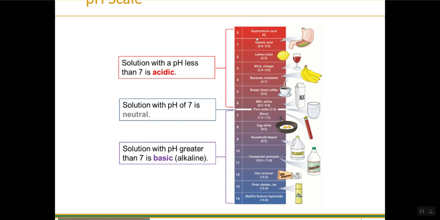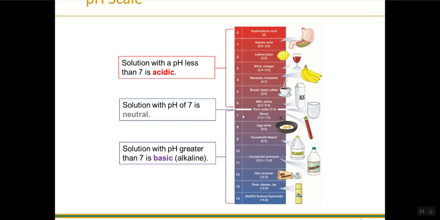So the lower the number, the more acidic something is. The higher the number, the more basic or alkaline it is. Solutions with a pH of 7 are neutral. Solutions with a pH of less than 7 are acidic. So you can see 6 is milk and saliva. And then if you go to 0, it'll be hydrochloric acid.